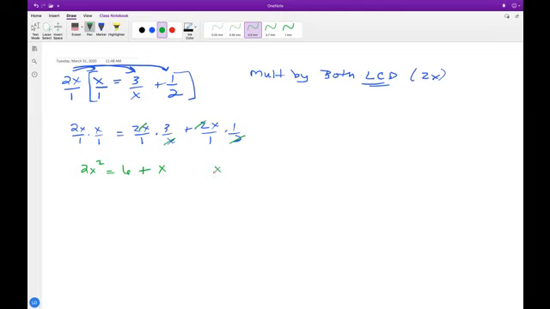And so what you really want to ask yourself at this step is, what type of equation am I solving now? Because that's going to dictate your next step, right? Since I have the x squared, I know that this is a quadratic. So I'm going to set it equal to 0 and either factor or use the quadratic formula. So this is 2x squared minus x minus 6 equals 0.